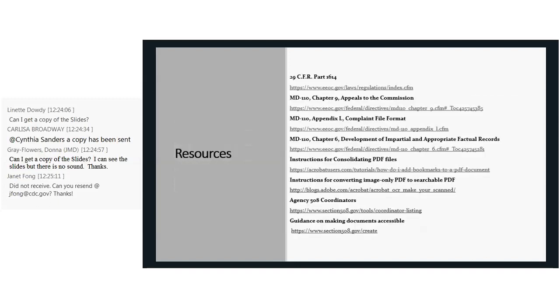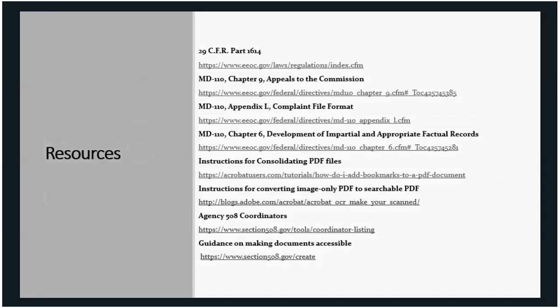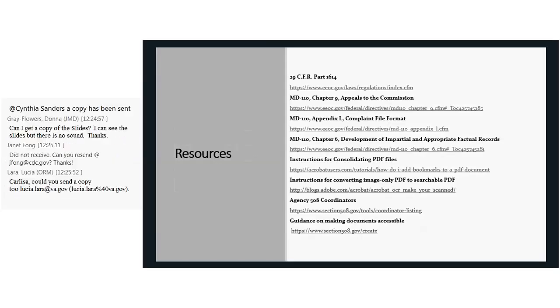All the information presented in this webinar can be found at the links listed on the slide. 1614 and MD 110 Chapter 9 outlines the appeals process to the Commission. MD 110 Appendix L provides digital format requirements for the complaint file, and MD 110 Chapter 6 highlights what the complaint file should consist of. We also have included links on how to consolidate PDFs and how to convert image-only PDFs to searchable PDFs. Finally, we provided a link to agency 508 coordinators and guidance on making documents accessible.